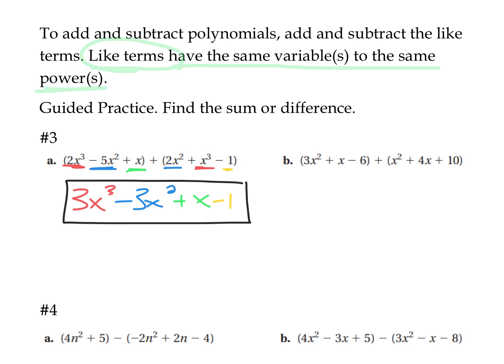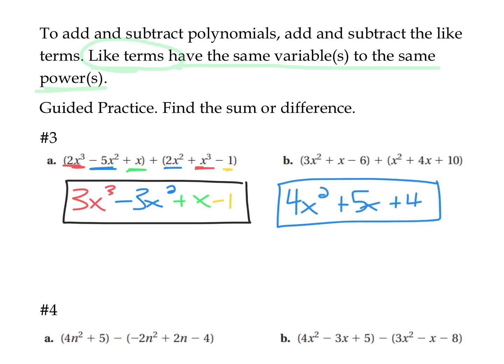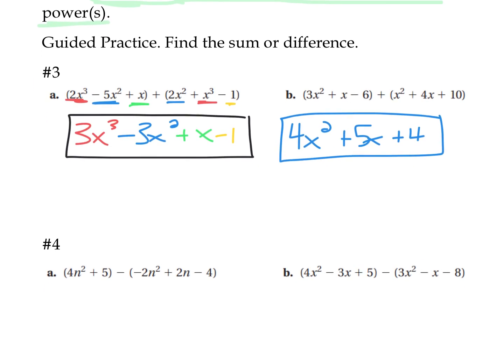All right. In part B over here, we're adding, so let's add the like terms. So I'm going to add 3x squared plus x squared is 4x squared. X plus 4x is 5x. And then I have negative 6 plus 10, which is 4. And that would be my polynomial. Add and subtract the like terms. Those we're adding. Now let's see what happens when we're subtracting.